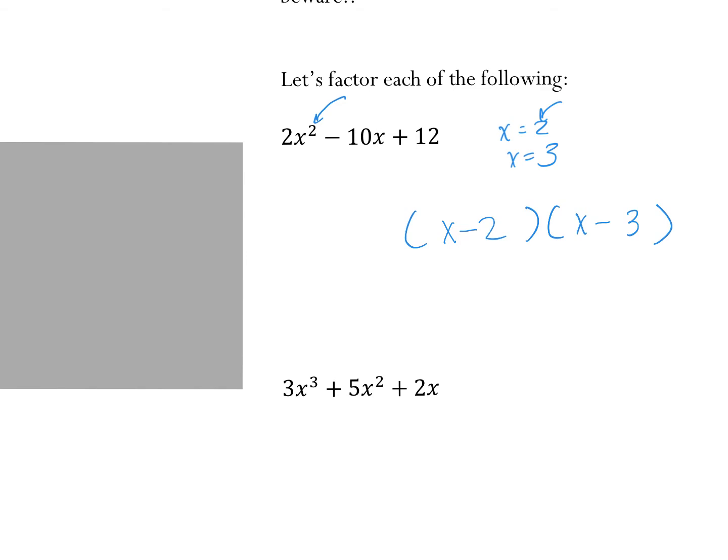Polysmelt is amazing, y'all. It's so good, but it's not great. It can only tell us factors that have x's in them. And if you look, there's a 2. This is equivalent to 2x squared minus 5x plus 6. There's a common factor here. And Polysmelt won't tell me that.